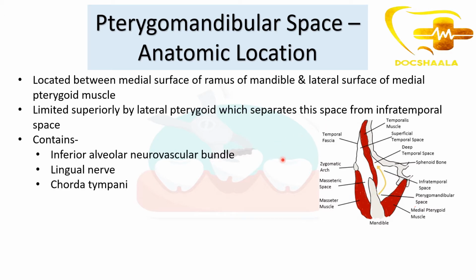It is located between the medial surface of the ramus of mandible, this is the ramus of mandible, and the lateral surface of the medial pterygoid muscle. So this is the space.